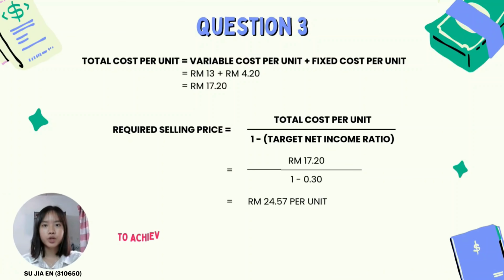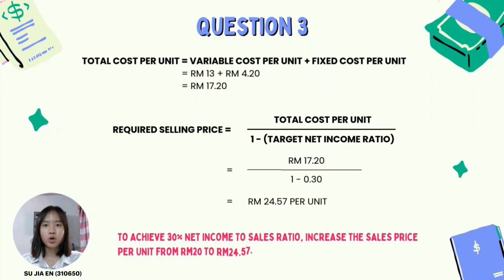Next, the variable cost per unit is 13 ringgit. To obtain the total cost per unit, we add the variable cost per unit and the fixed cost per unit. So, 13 ringgit plus 4.2 ringgit equals 17.2 ringgit per unit. This amount represents the total cost incurred by the company for each unit sold.